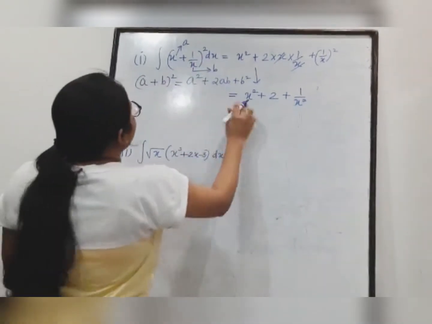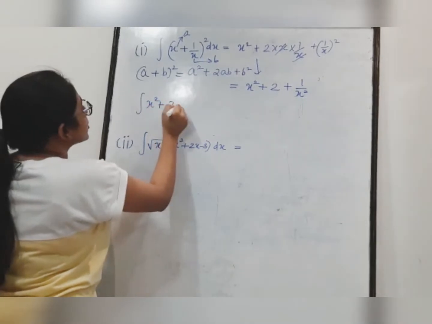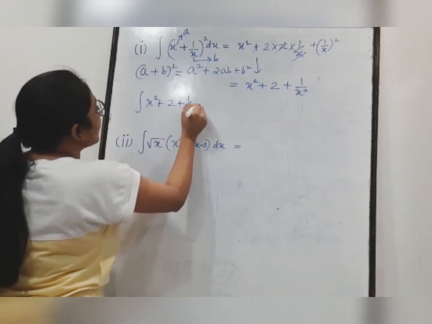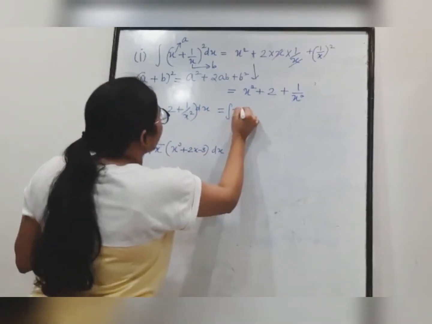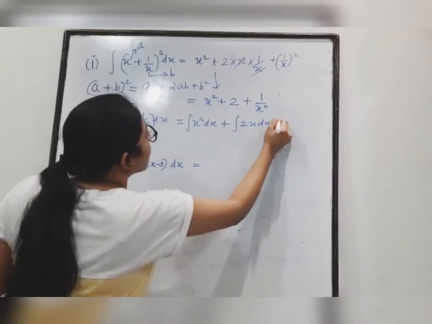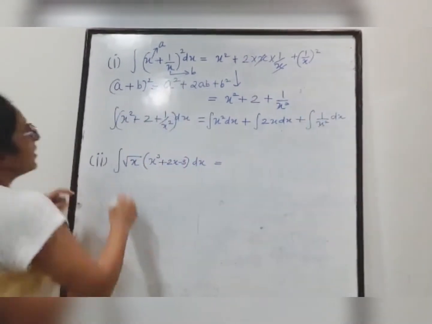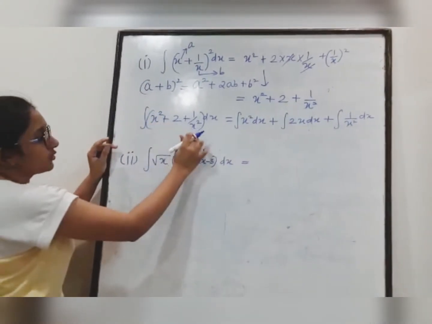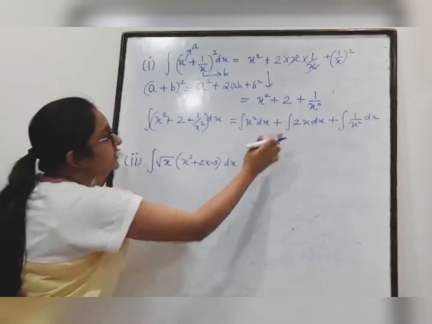Now since we simplified, instead of this we can write integration of x square plus 2 plus 1 by x square dx, right? Now this can be written as integration of x square dx plus integration of 2 dx plus integration of 1 by x square dx. These were three terms inside one bracket in the integration. I just split each term so that it is simplified.